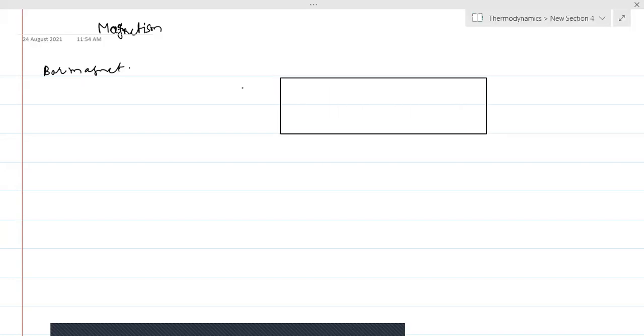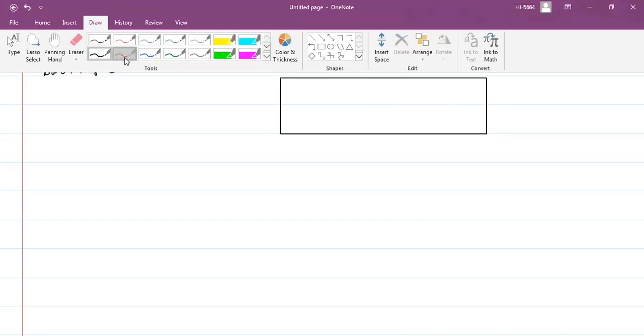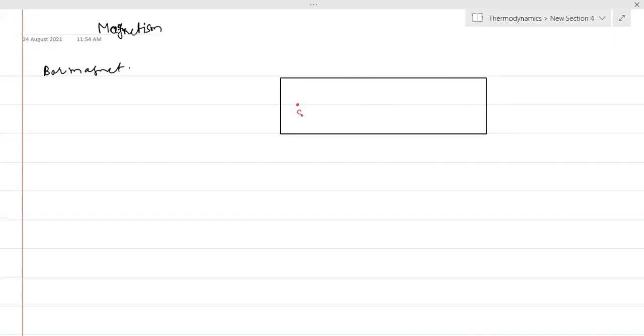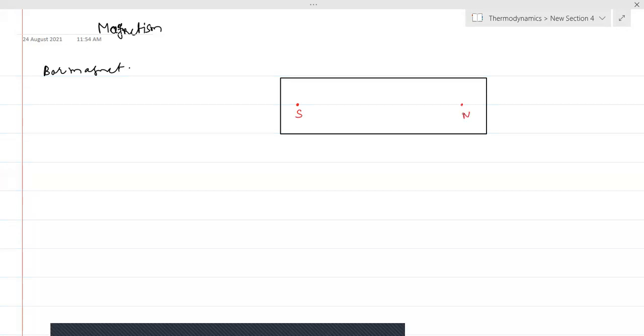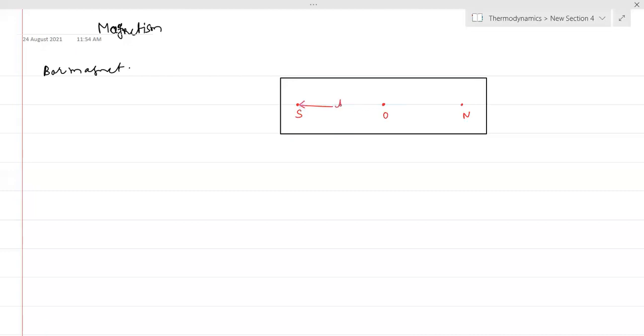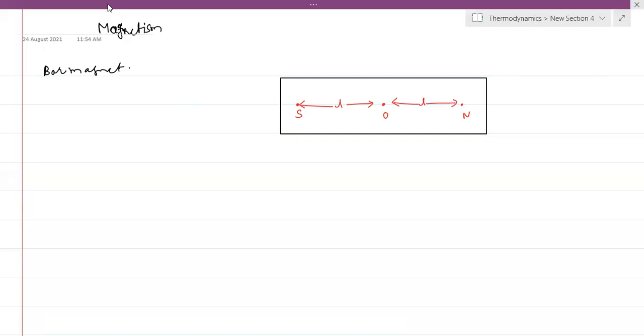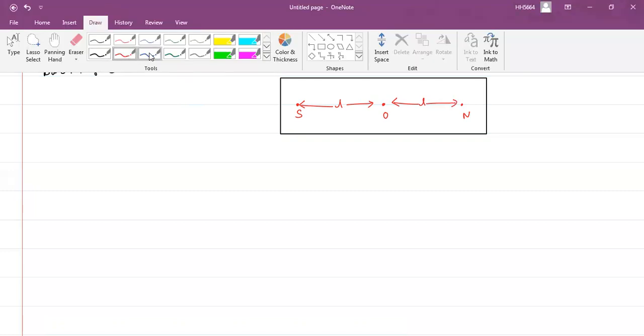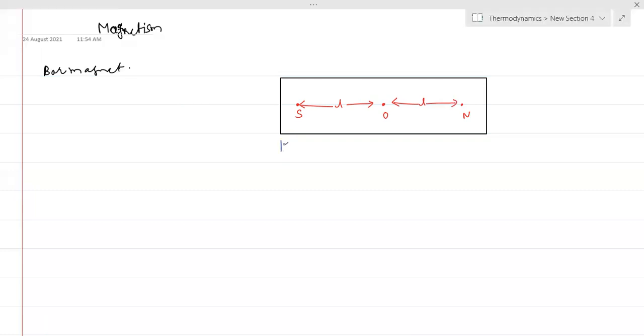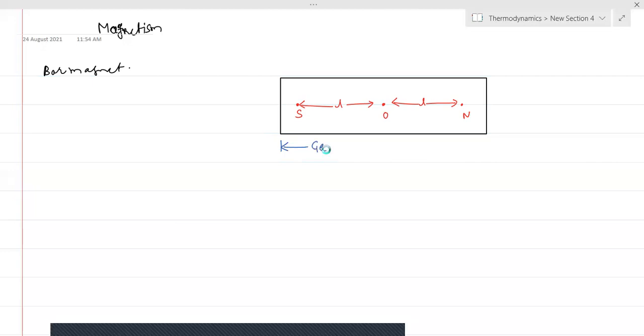In this way, we are taking a rectangular bar magnet, and this is the south pole, and this is the north pole, and this is the center of the bar magnet. From the center of the bar magnet, the south pole is at a distance, let us say small l, and the north pole is also at some small distance, small l. So here we will take up geometric length as well as magnetic length. This is the geometric length.